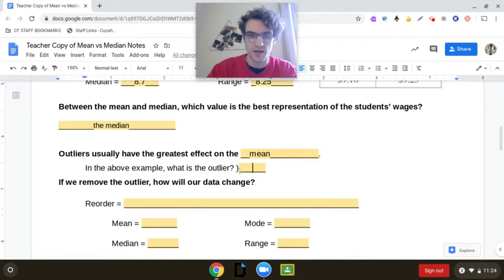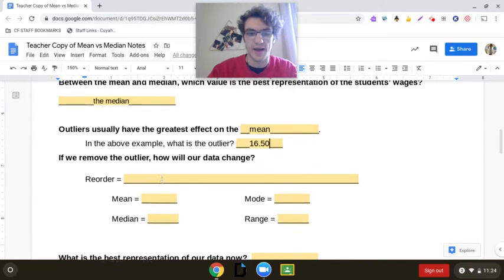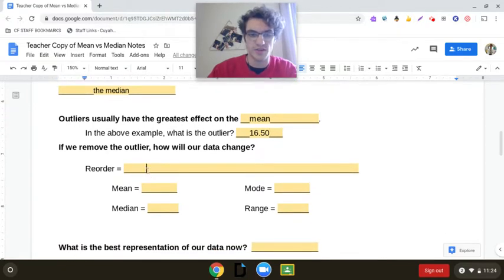All right, I've been talking about it a bunch. What is the outlier in the above example? That's that student who's getting paid $16.50. And then if we remove our outlier, how will our data change? So we're going to reorder our data again.